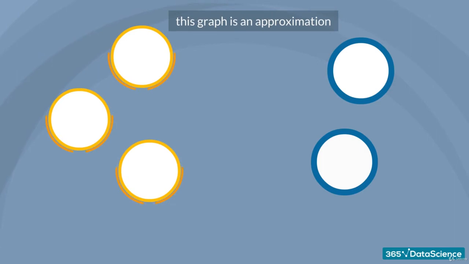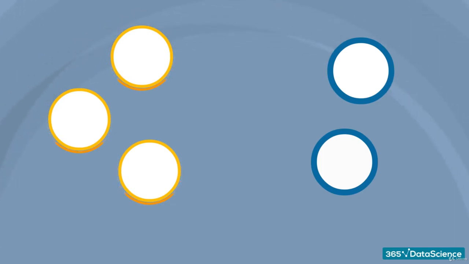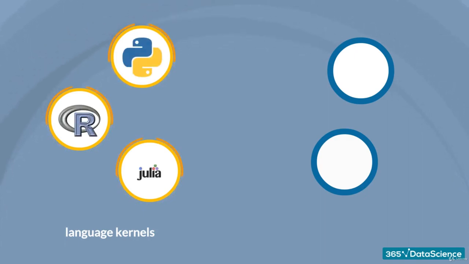Consider the following graph. All units represent different software. On one side, you have several language kernels. These are programs designed to read and execute code in a specific programming language, like Python, R, or Julia. The Jupyter installation always comes with an installed Python kernel, and the other kernels can be installed additionally.